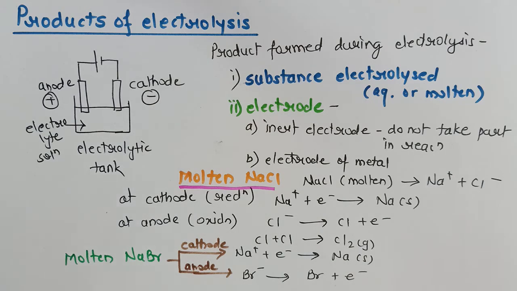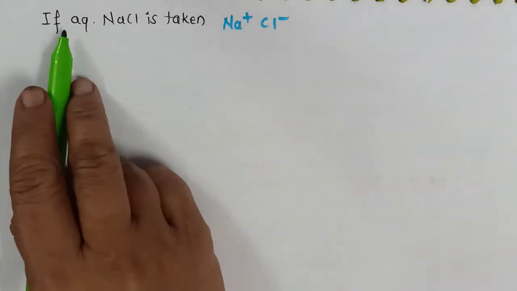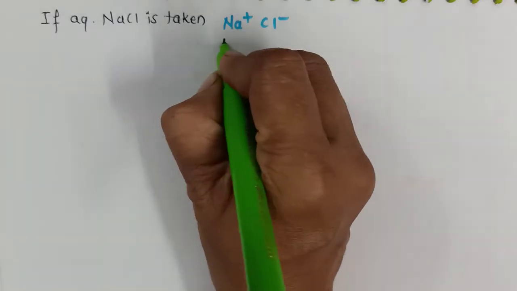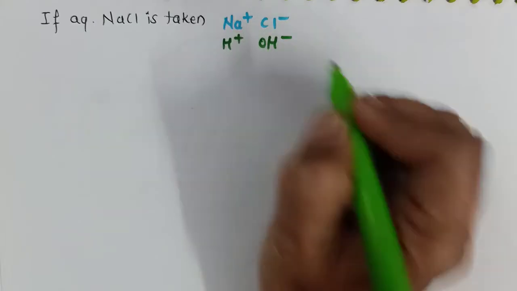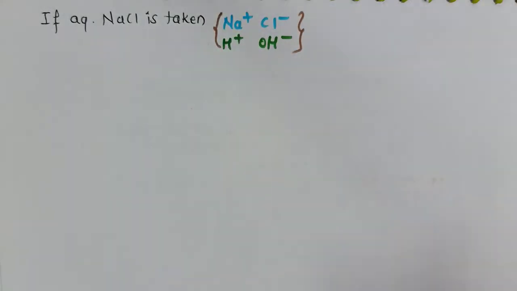But if the same electrolyte we are taking in aqueous form, then the condition changes. Let us say our electrolyte is aqueous sodium chloride instead of molten NaCl. Now what will happen in this case? Sodium chloride will dissociate into Na+ and Cl-. On the other hand, water is also present. We are taking an aqueous solution. So H+ and OH-, that means there are two cations and two anions.